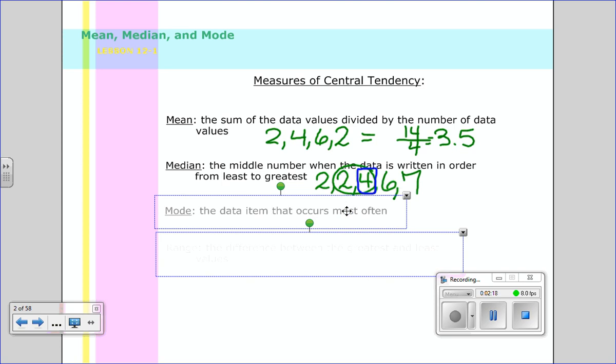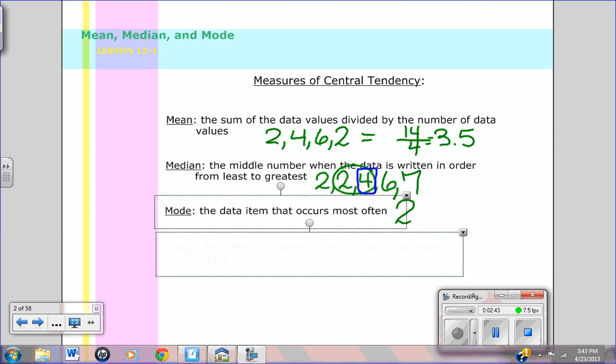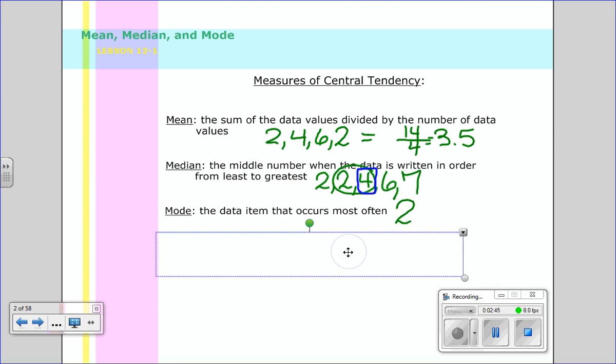All right, and then the final one is mode. When we talk about mode, it's the data item that occurs the most often. So again, looking up at that first one, I have 2, 4, 6, and 2. Well, the number that occurs the most often is 2. So 2 would be the mode. And I will stress that there can be no mode, so there's no number that appears more often than the others. Or there could be 2 or 3, depending on what number or numbers occur the most.